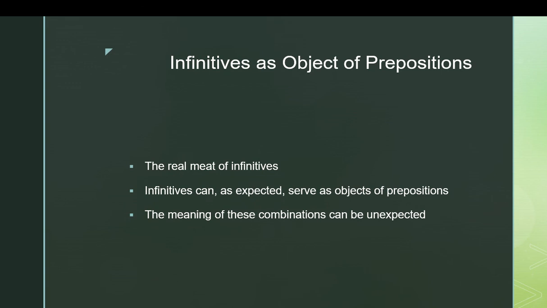The real fun thing with infinitives, the thing where they get the most use and where you're going to see them the most often, is as the object of a preposition. Again, because infinitives are nouns, you can put them as the object of a preposition. That's not a surprise, but the interesting thing here is the meaning of those combinations is not always immediately obvious from the preposition being used. So we'll need to go over all the examples that Hoke gives just so you know what you're dealing with.